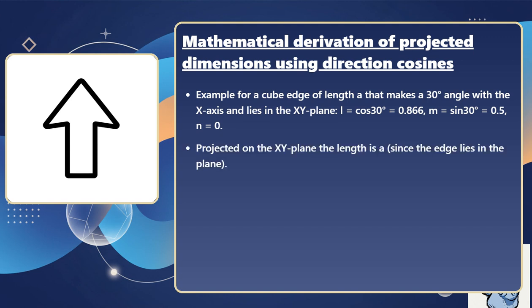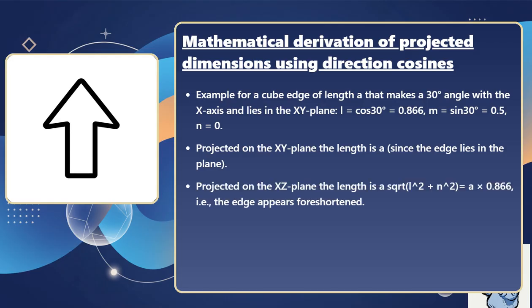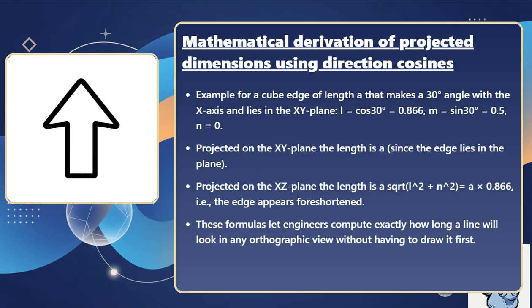Projected on the xy plane, the length is a, since the edge lies in the plane. Projected on the xz plane, the length is a times the square root of L squared plus n squared, which equals a times 0.866. That is, the edge appears foreshortened. These formulas let engineers compute exactly how long a line will look in any orthographic view without having to draw it first.